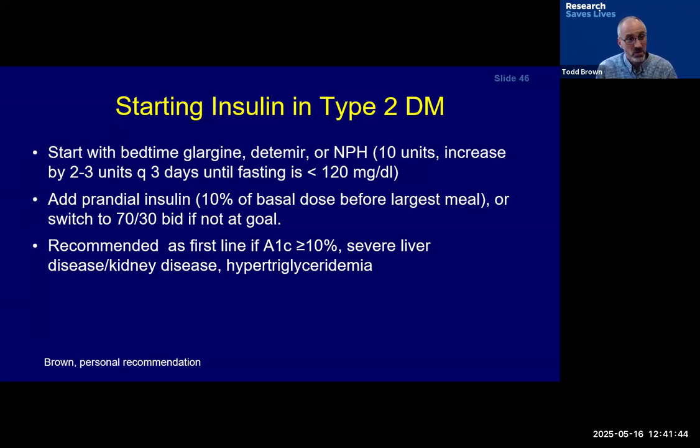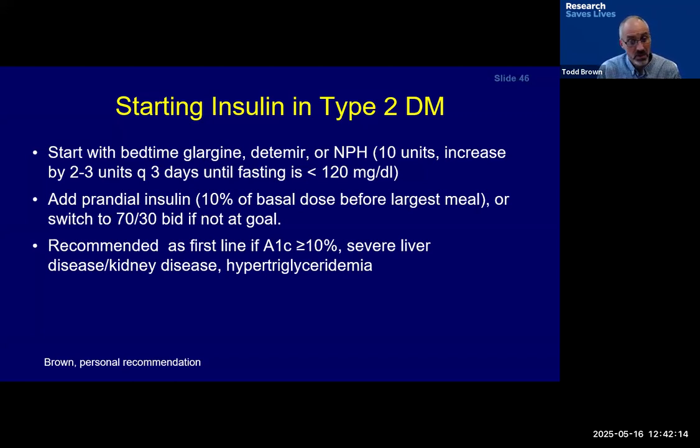Some people, instead of doing multiple daily injections, want to do 2 injections a day. I have a decent number of people on 70-30 insulin. This is 70% NPH, 30% short acting, or 75-25 if you're using Humalog. It's a decent way because you get both the basal insulin and the prandial insulin in a single shot. The problem is that you're sort of locked into 3 meals a day, so you have less flexibility.